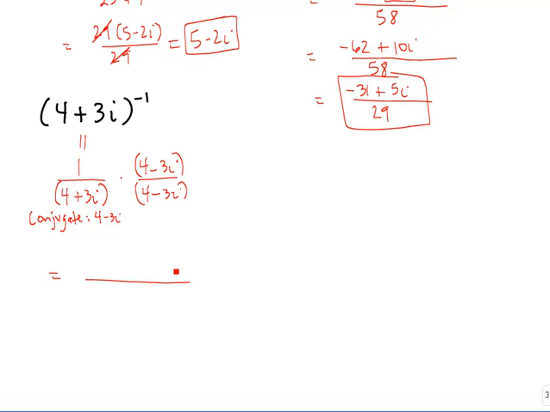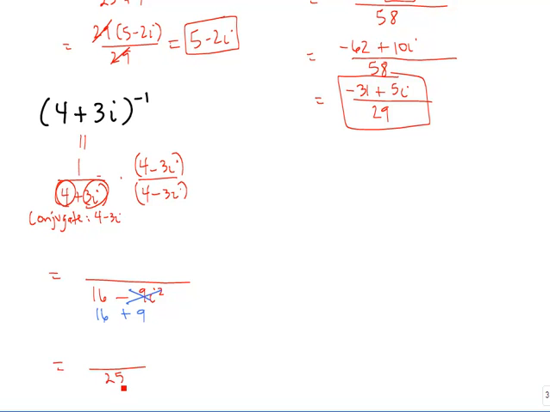So in the denominator, we're going to get that difference of squares pattern. 4 squared becomes 16, minus 3i quantity squared becomes 9i squared. Now i squared becomes a minus 1, which is going to change this sign out front. So this minus 9 out front is going to turn into a plus 9. And with that 16, that makes the new denominator 25.